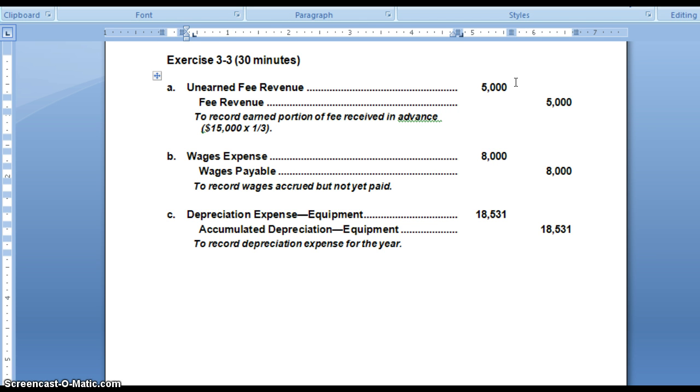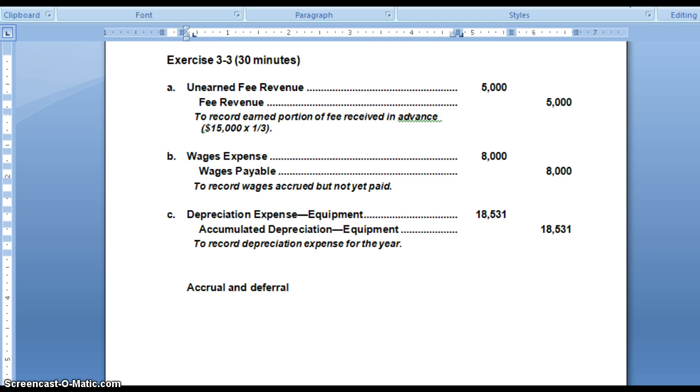Now wage expenses. What we're learning about here is accrual and deferral. And I'm going to put that up here, if I can write it. Accrual and deferral accounting. We're accruing revenue before we actually earn it, as you can see in exercise A right there. And we're deferring expenses until the cash goes out.